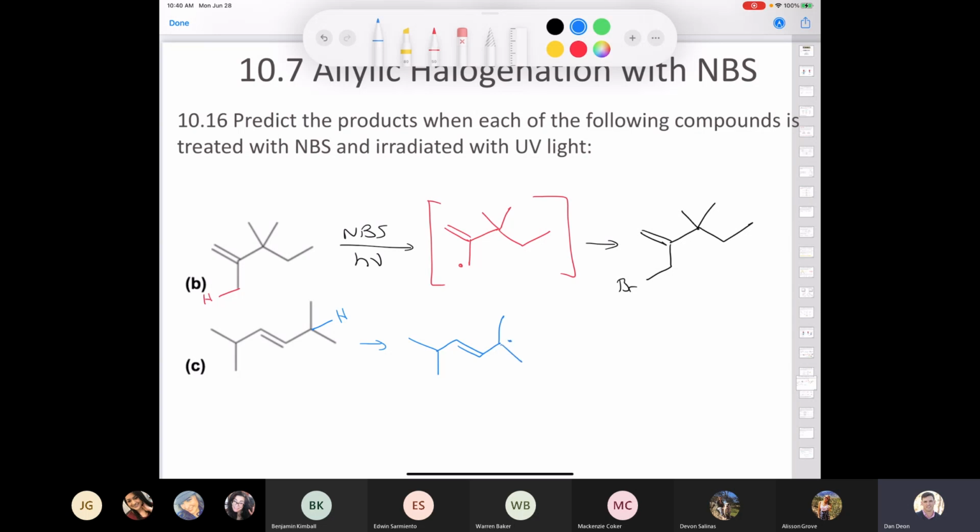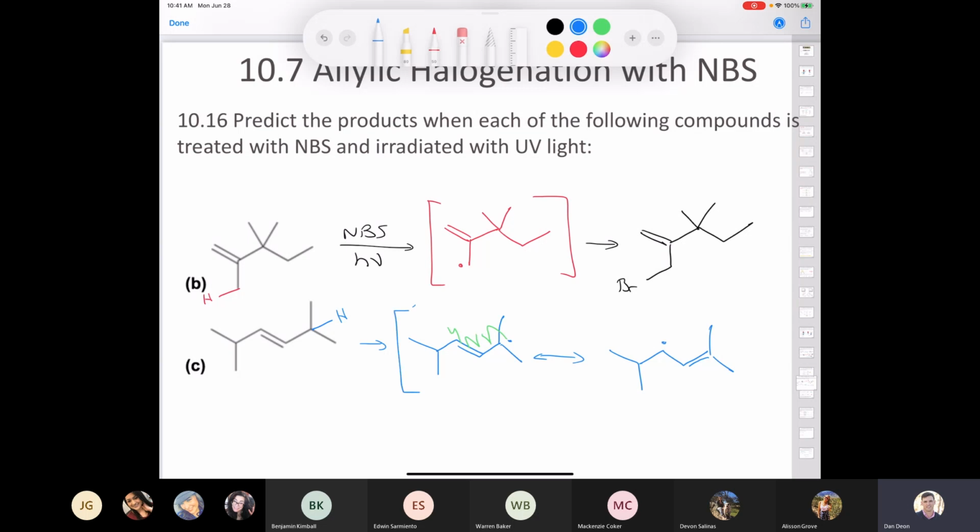We end up with this radical, which does have a resonance contributor. So here's our allylic radical. So let's draw what that looks like. And it's going to look like this. So we end up with these two resonance contributors, which are not identical. I can make this one a little prettier. Like that.